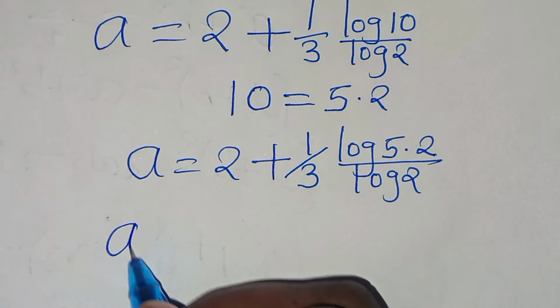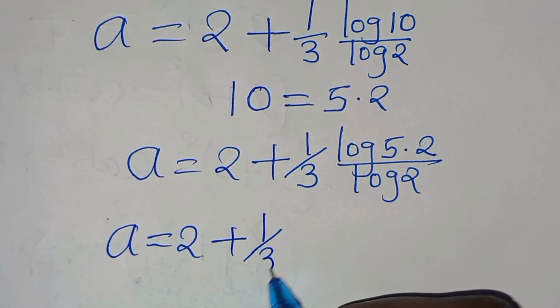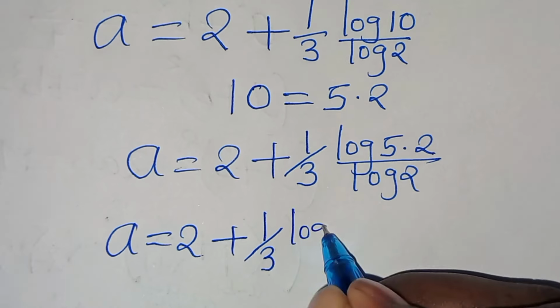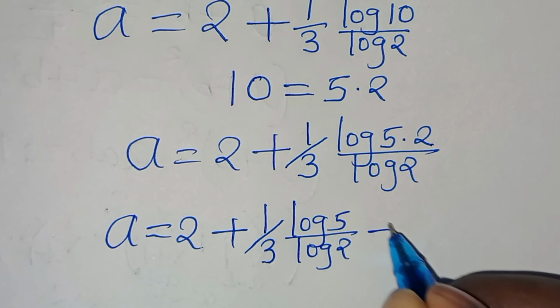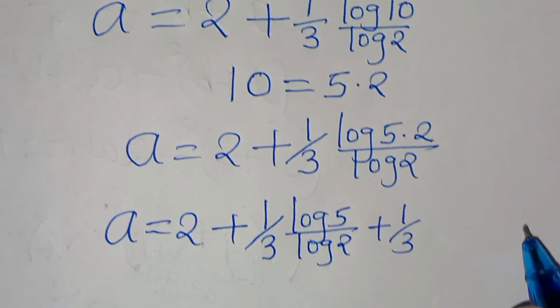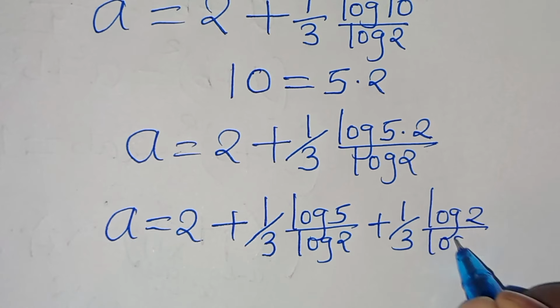So now we have a is equal to 2 plus 1 over 3. This is log 5 divided by log 2. Then plus 1 over 3. This is log 2 divided by log 2.